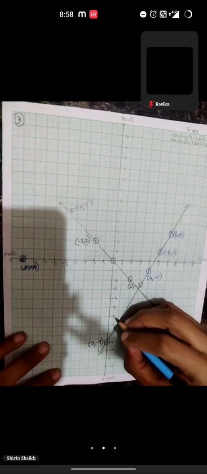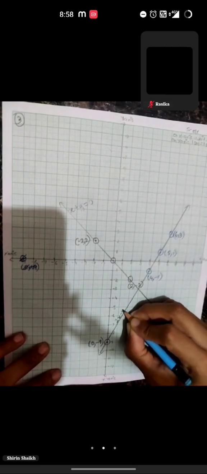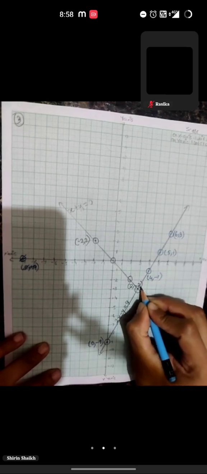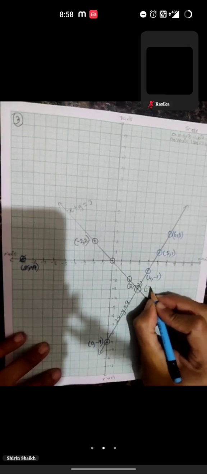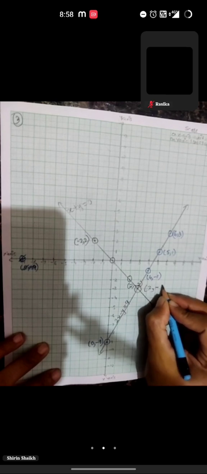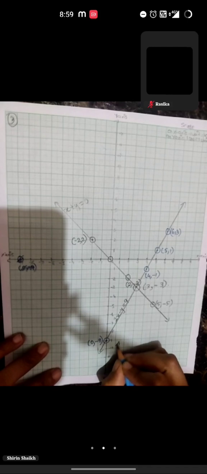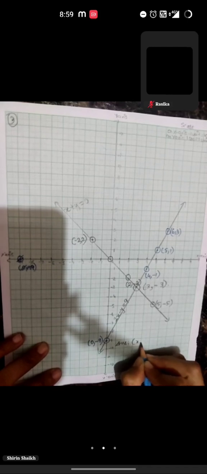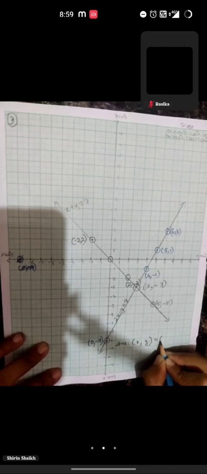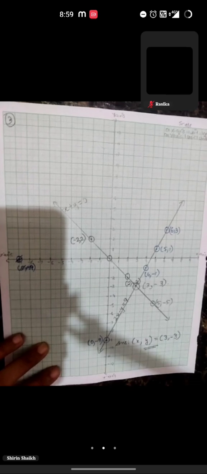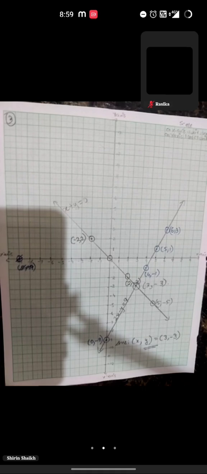What is the equation? 2x minus y is equals to 9. ये कहाँ मीट हो रहा है? x पे देखो 3 है और y है minus 3. Right? So answer will be x comma y 3 comma minus 3. So I've done with the third sum also.